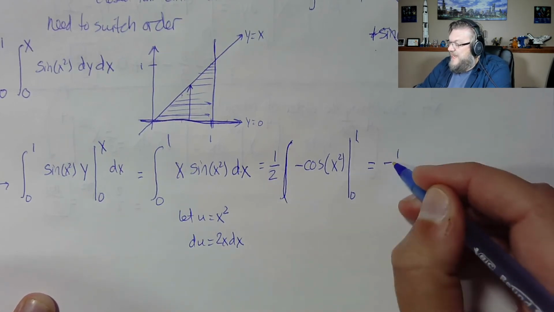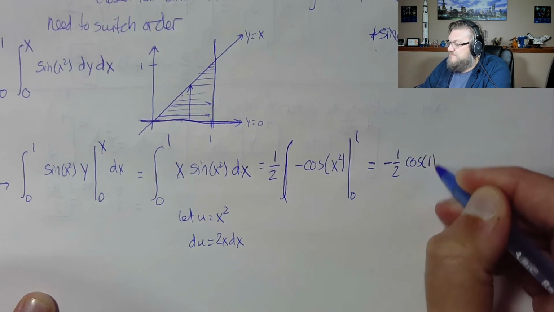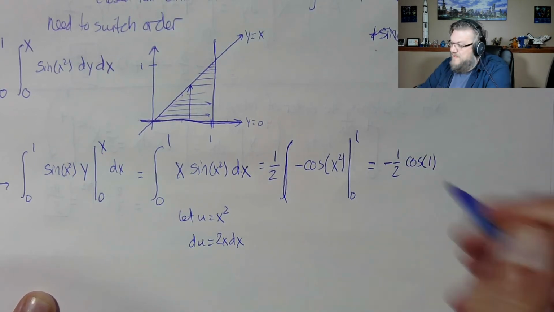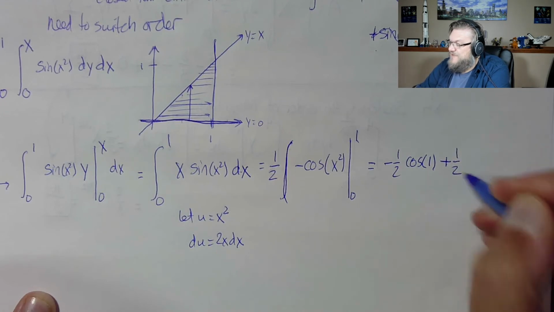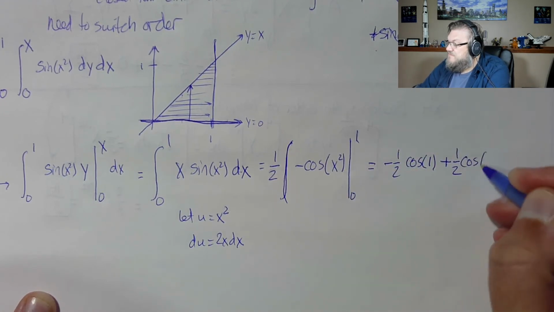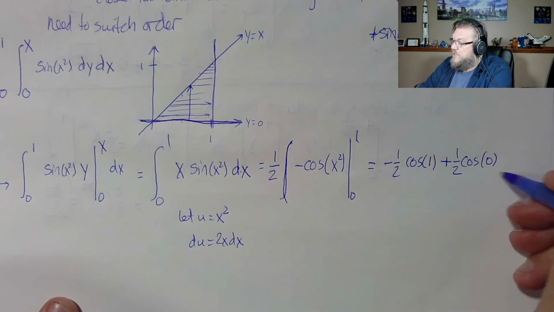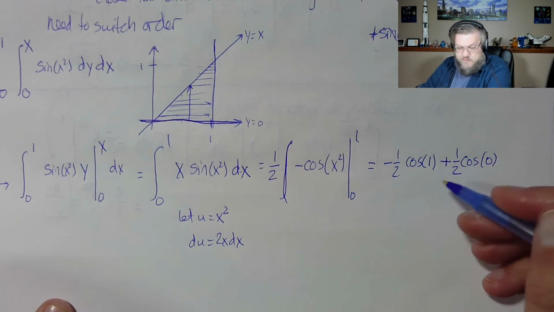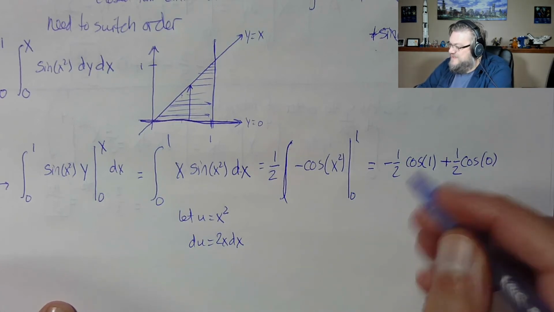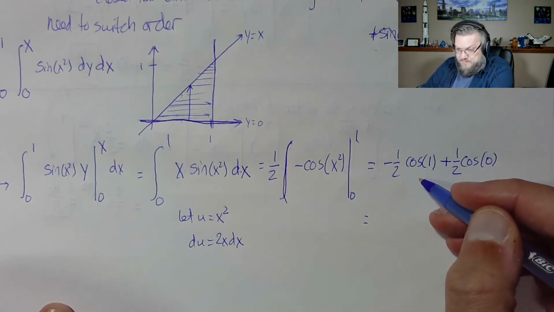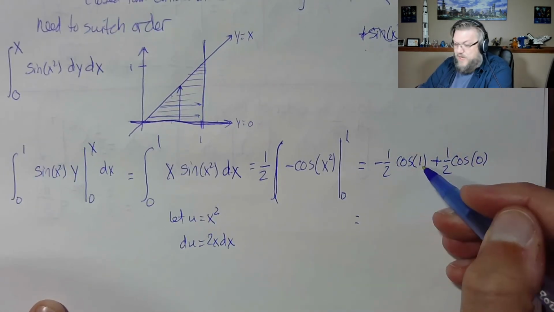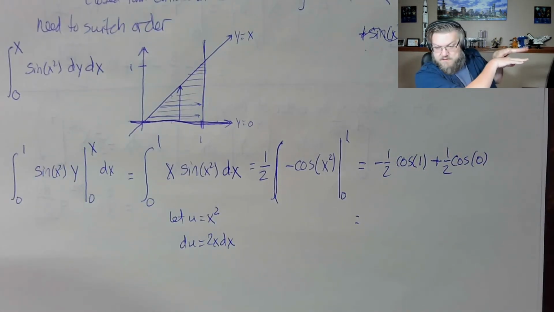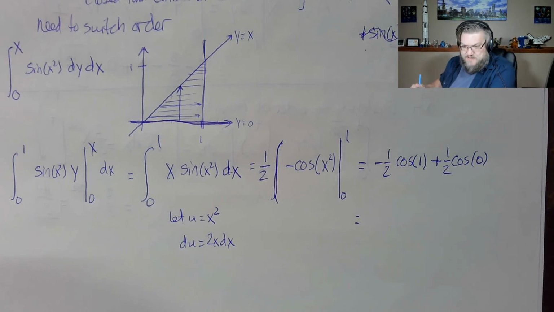So I'm going to get negative 1/2 cosine of 1 squared, right? Minus a negative 1/2 cosine of 0. Well, cosine of 0 is 1, and cosine of 1 radian is not nice. So I'm just going to leave it as cosine of 1. Pro tip, the cosine of 1 is not 0, right? This is the cosine of 1 radian, which is like 56, 57 degrees, something like that. So yeah, that's not 0.